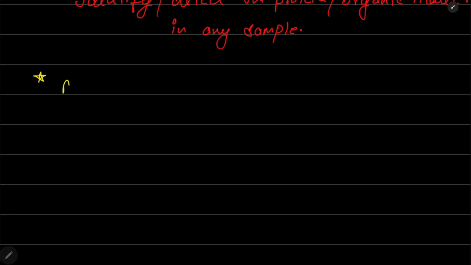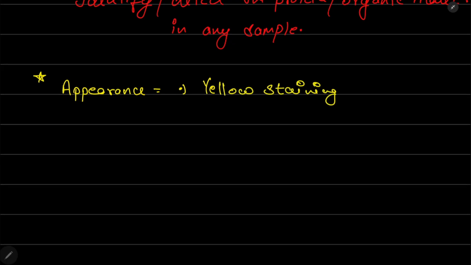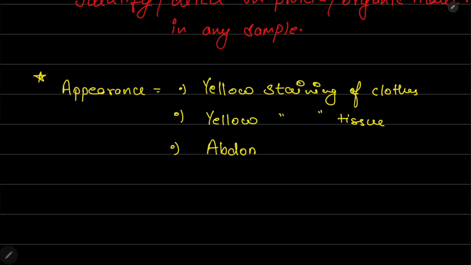So what will be the appearance of the body? That is the PM appearance. There will be yellow staining of the clothes, and even the tissues will be yellow in color. Then there will be abdominal distension. Why will abdominal distension be present? Because of the fuming nature, because of the gas production.